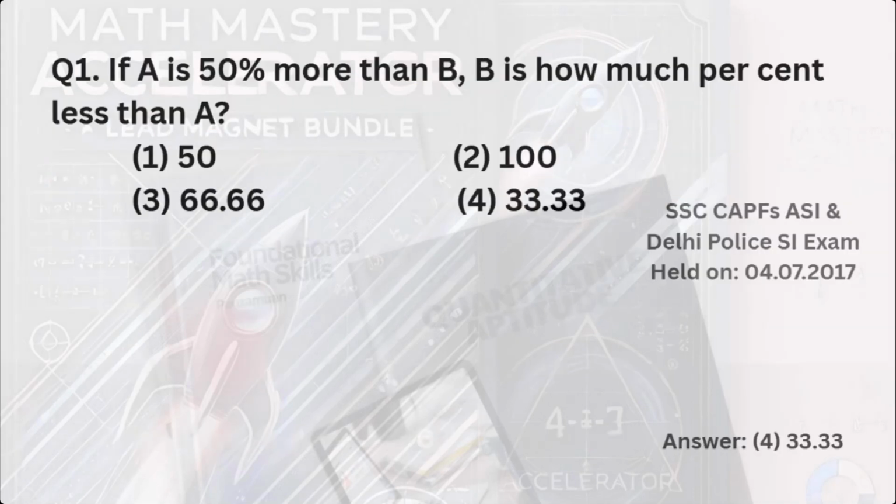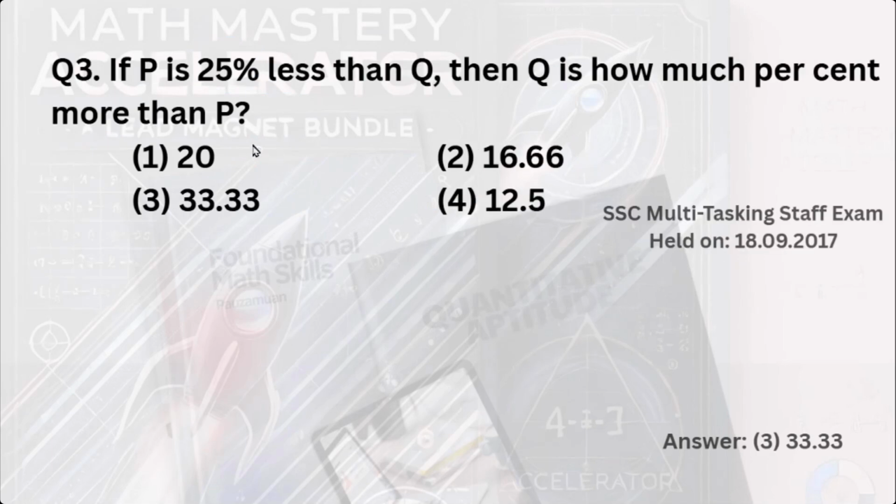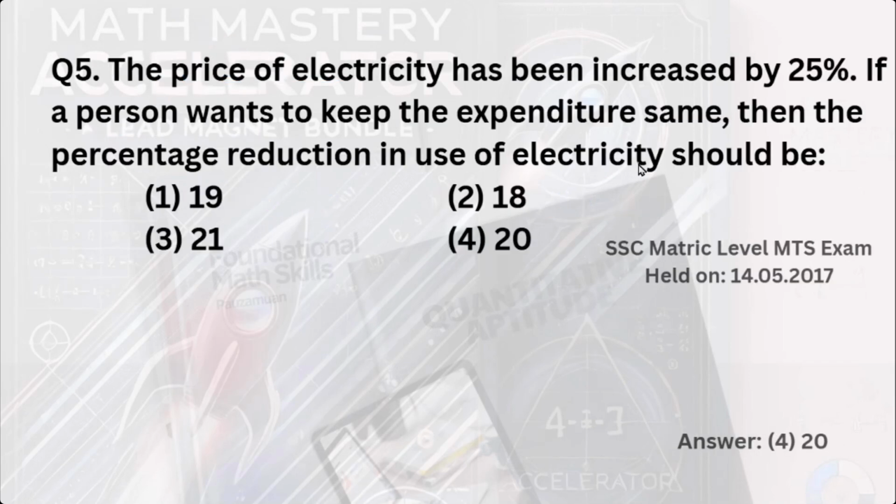Let's repeat number 1. A is 50% more than B. More. We have to find less. It must be less than 50. Option 1 cannot be the answer. Option 2 cannot be the answer. Option 3 cannot be the answer. The only possible answer is option 4. 25% less. We have to find more. It must be greater than 25. 1 cannot be the answer, 2 cannot be the answer, 4 cannot be the answer. The only possible number which is greater than 25 is 33. This is the answer.